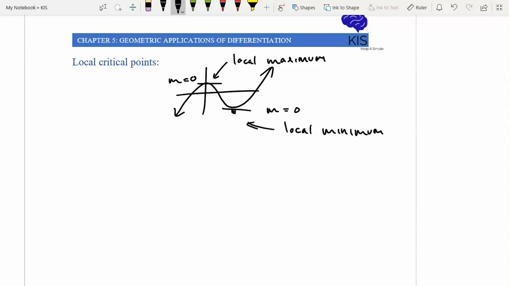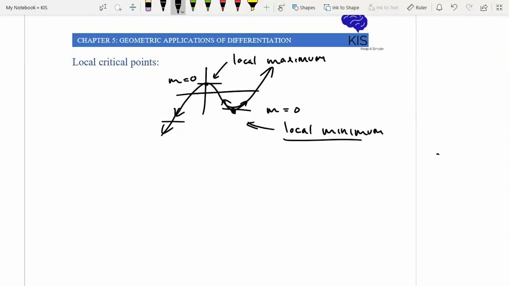Why are these points specifically called local minimums? Well, the reason we call it a local minimum is because it's definitely a turning point. So it goes down to a minimum point and then goes upwards from there. But it's not the lowest value on this function, because if we extended this down further, this would be a way lower function value.